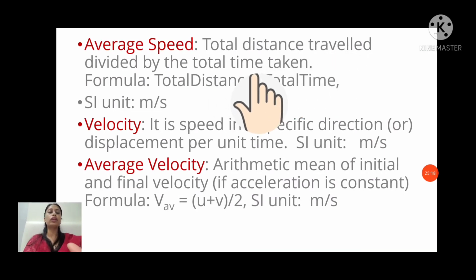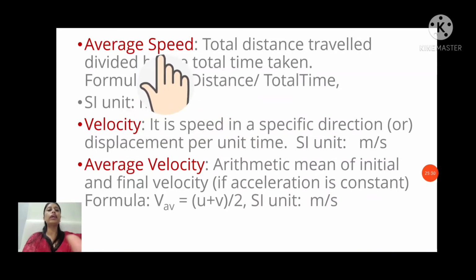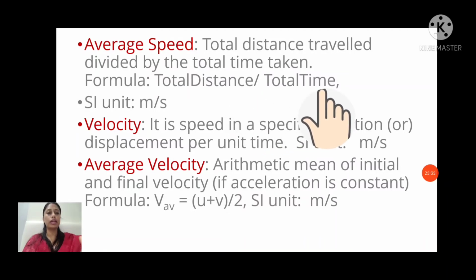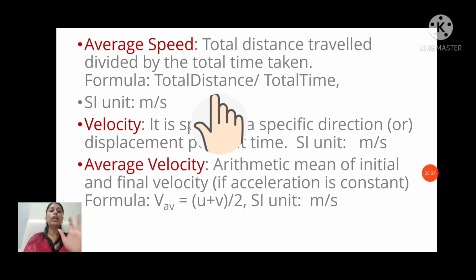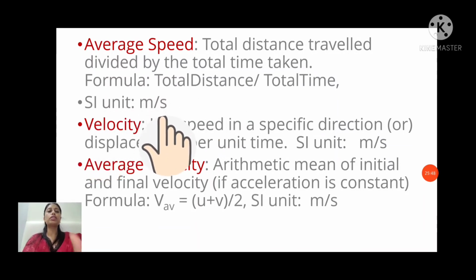Suppose in 5 hours you have traveled different kilometers in different hours. You have to add up all the distances and divide it by the total time, so you will get the average speed. The formula is total distance upon total time. Suppose in 5 hours you have traveled 50 kilometers. So 50 divided by 5, you will get 10. So 10 is your average speed. The SI unit of average speed is the same as the unit of speed, meter per second.